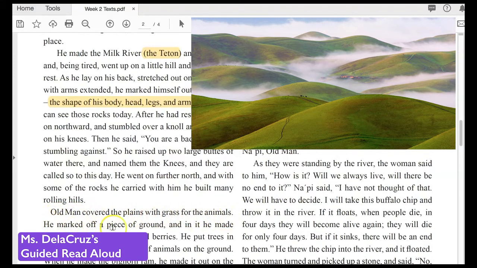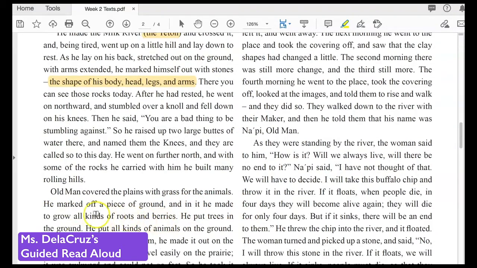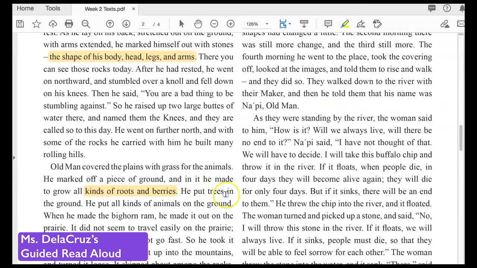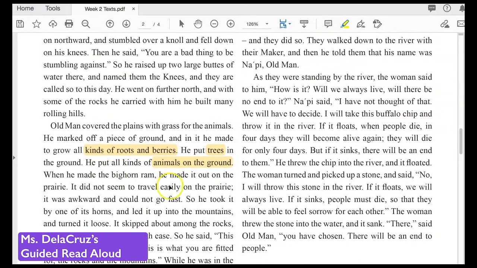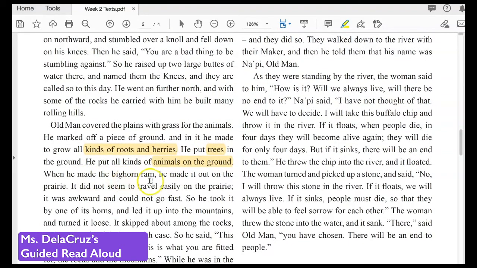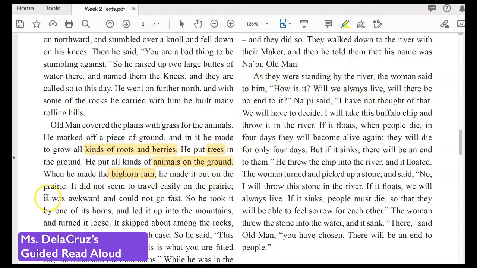He marked off a piece of ground, and in it he made to grow all kinds of roots and berries. So he grew all types of roots and berries. He put trees in the ground. He put all kinds of animals on the ground. When he made the bighorn ram, now a bighorn ram looks kind of like this. He made it out on the prairie.